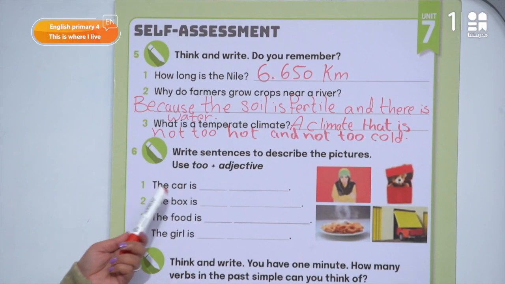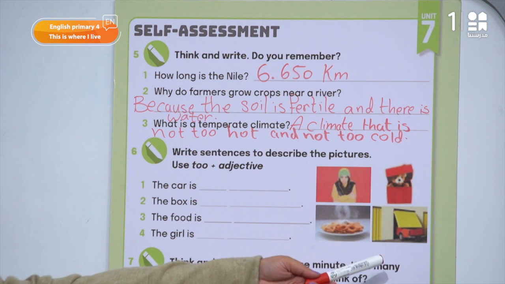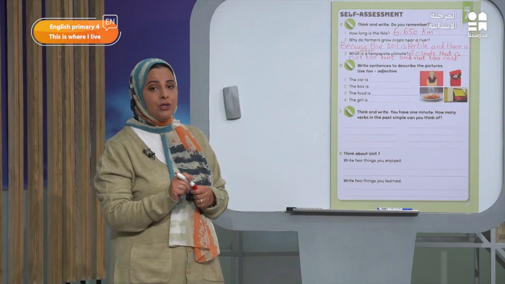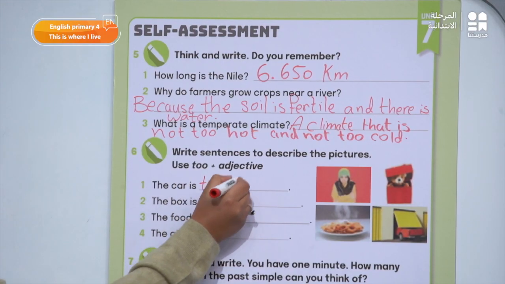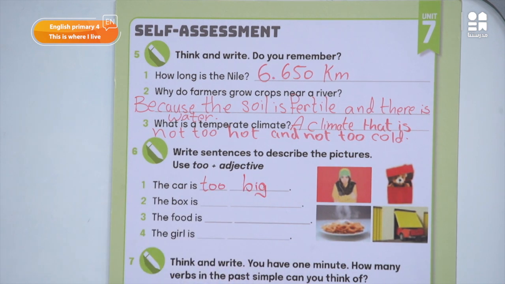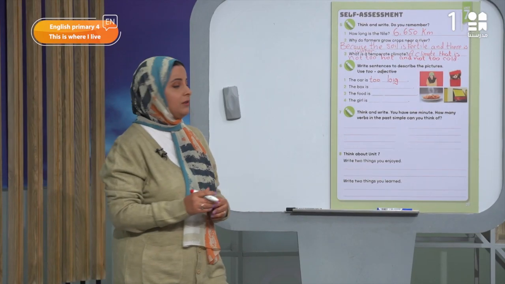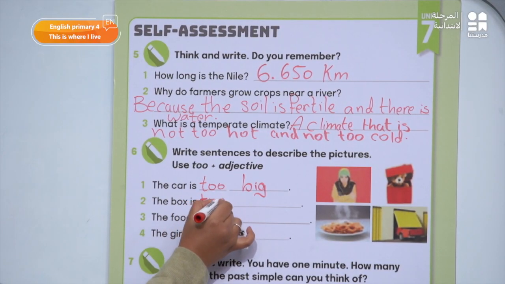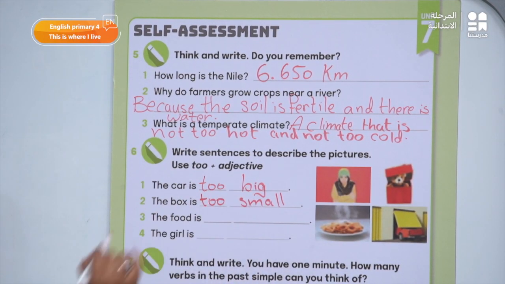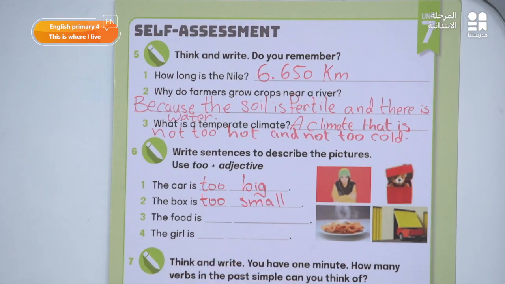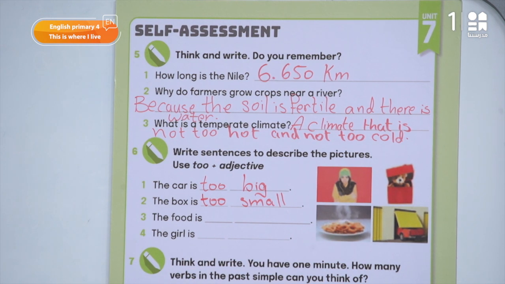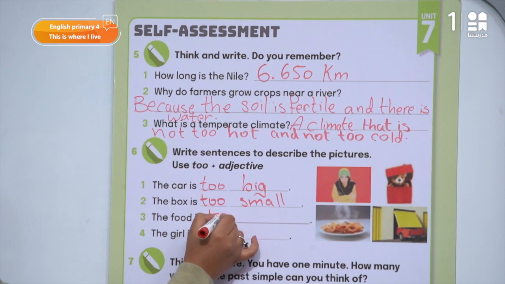So number 1, we are talking about the car. Look at the car. Very good. So the car is too big. So let's write together too big. Number 2, the box is. شايفين البوكس؟ The box is too small. Very good. Number 3, the food is. Look at the plate. It is too hot. Very good. So the food is too hot.